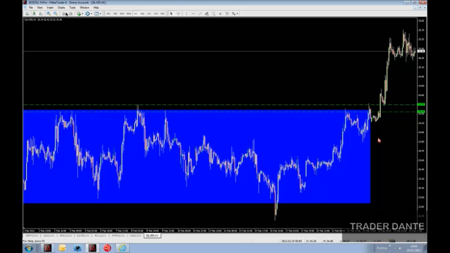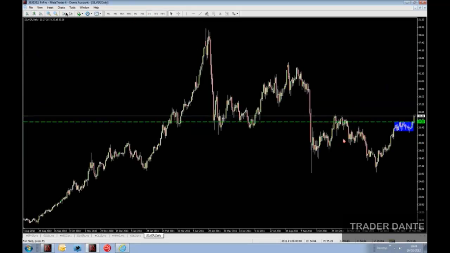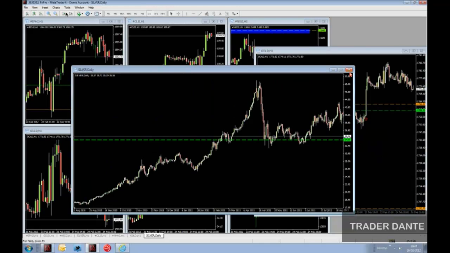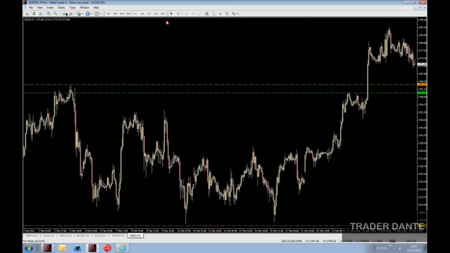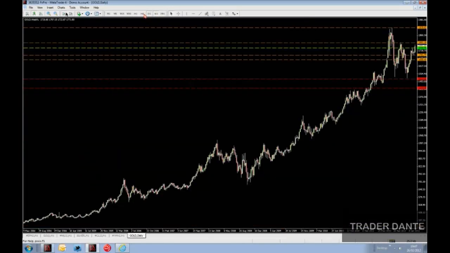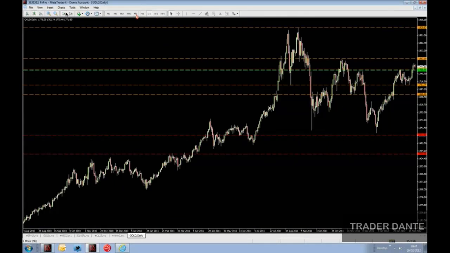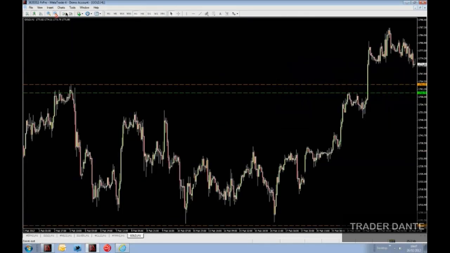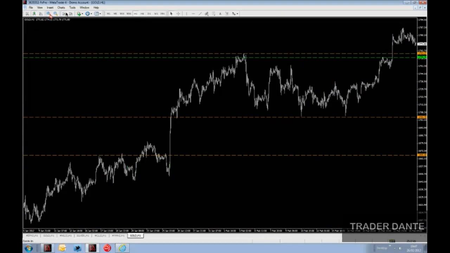So again, with these levels, what you want to do is pull up your charts. Let me just close silver for a second and go back to our gold chart. We've done our weeklies, we've done our dailies. We're now coming down to our hourlies, and again, the process starts again.